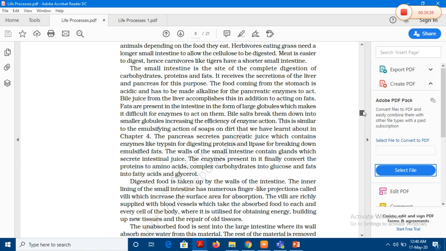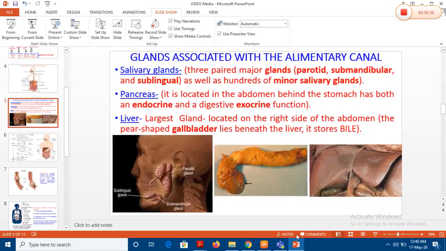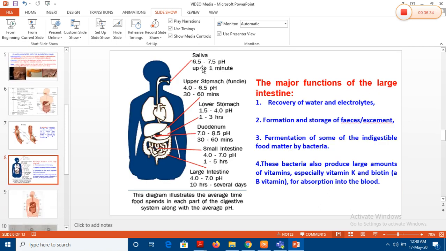Last but not the least, if possible, why do we have these different pH ranges in our different portions and parts of the alimentary canal? What significance, what link do you see between the various pH ranges and the enzymatic action? So get going, prepare your lecture well.